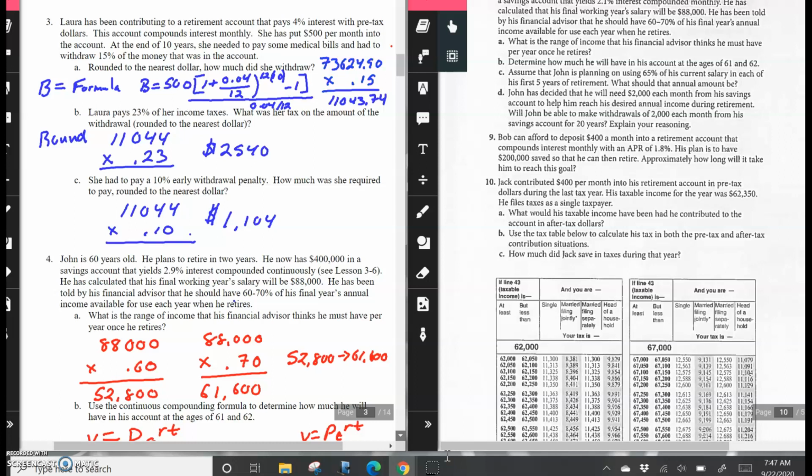$73,624.90. She has decided to only draw 15% of that, so multiply that by 0.15. So she is withdrawing $11,043.74.